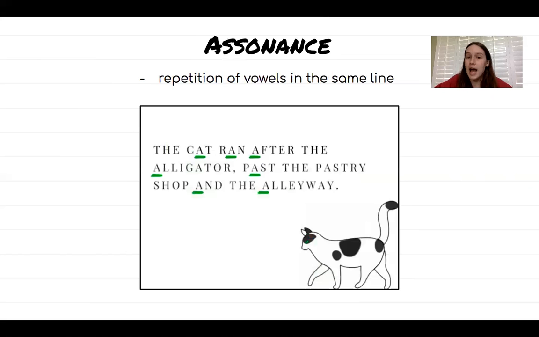Our next term is assonance, and this is very similar to alliteration. Assonance is the repetition of vowels in the same line. So instead of consonants, it's vowels. For example, the cat ran after the alligator that passed the pastry shop and the alleyway. So it's when it's a repeated vowel sound.